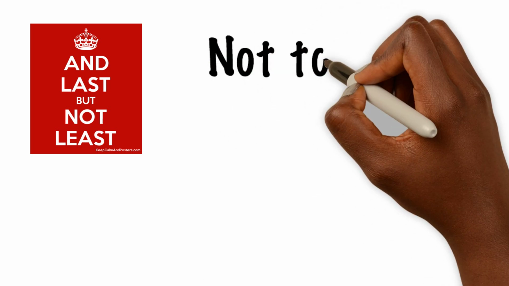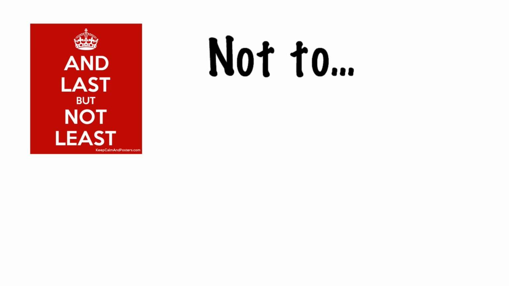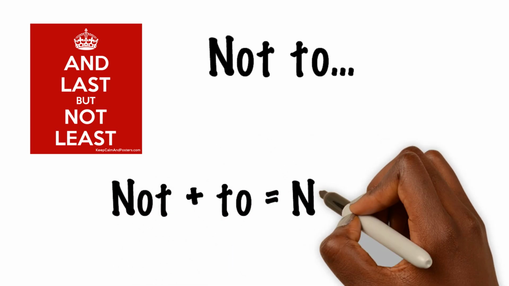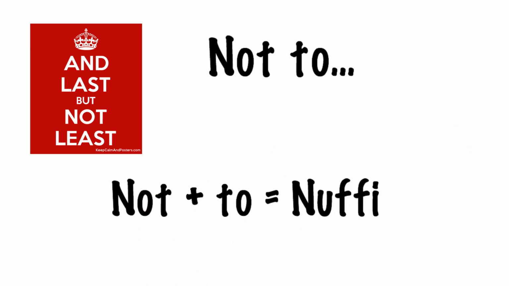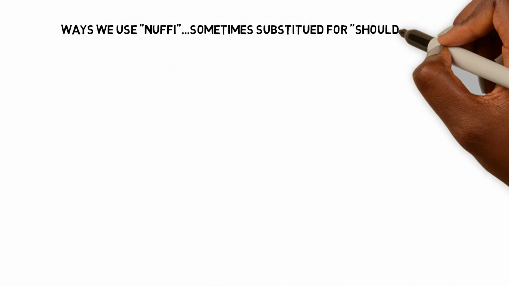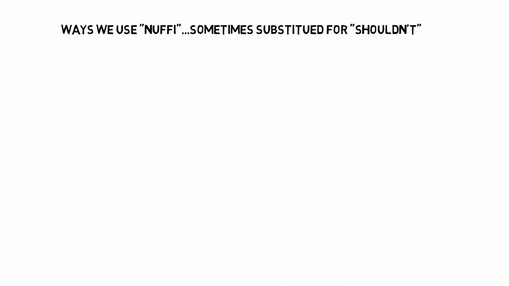That's that for mussy. And finally, for the phrase not to, the use of fi shows up again to represent to. So not and to together ends up being nuffy. Nuffy is sometimes a substitute for the word shouldn't, but in its pure form means not to. Here are a few examples.